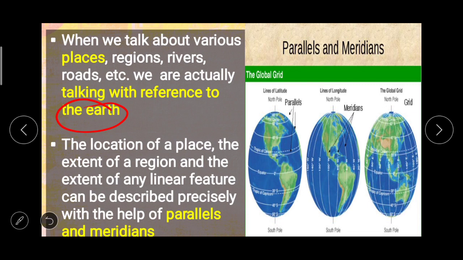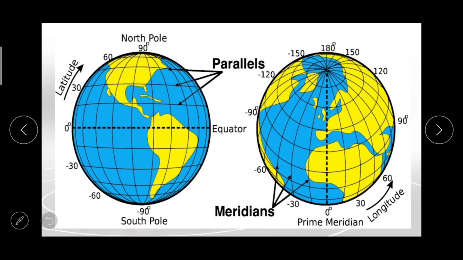The location of a place, the extent of a region and the extent of any linear feature can be described precisely with the help of parallels and meridians. Exact location if you want, then it is very important to give it by using parallels and meridians. We will see how it works. As you can see on the screen, parallels and meridians.